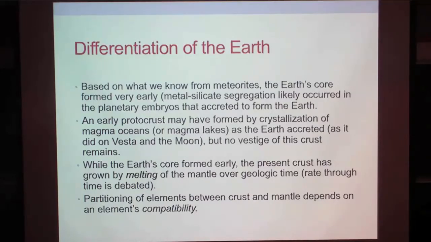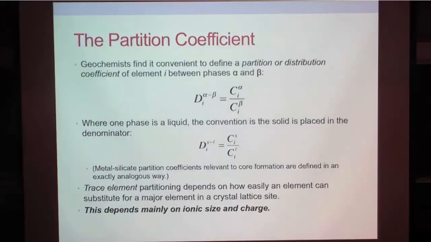Instead, the crust that we have, in particular the permanent continental crust, has evolved over geologic time, and that's occurred through melting of the mantle and transport of that melt to the surface to form crust. What the rate is, how that's changed with time, is somewhat debatable. Partitioning of elements between the crust and mantle. And so this is the big differentiation of the Earth that's occurred over geologic time, crust and mantle. And that depends on what we'll call an element's compatibility. And that can be related to partition coefficients.